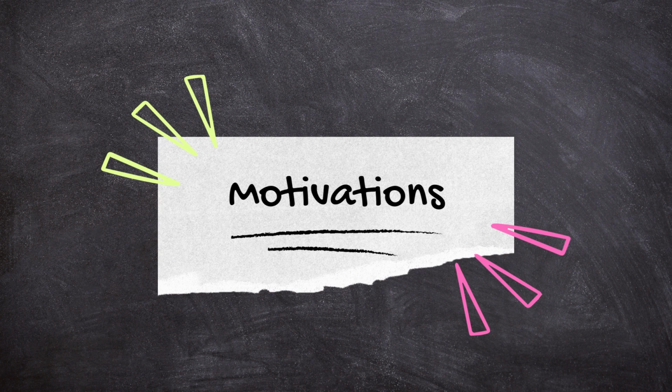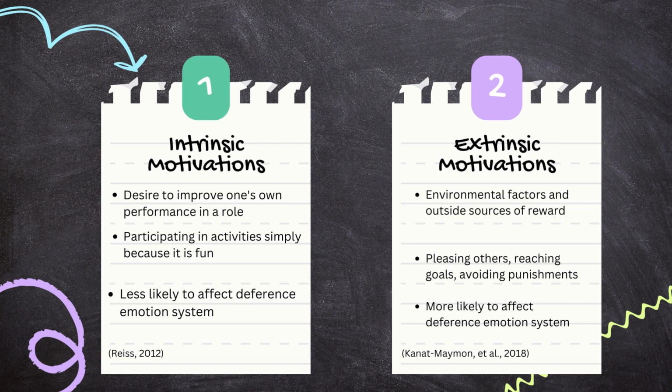Motivation comes in various forms but can generally be categorized as either intrinsic or extrinsic. Intrinsic motivations are those rooted in personal values. They may manifest as a desire to engage in activities purely for the fun of it, or pursuing goals aligned with personal values. As of current understanding, these are less likely to be the primary drivers behind actions related to the deference emotion system. On the other hand, extrinsic motivations are those associated with external factors and sources of reward.